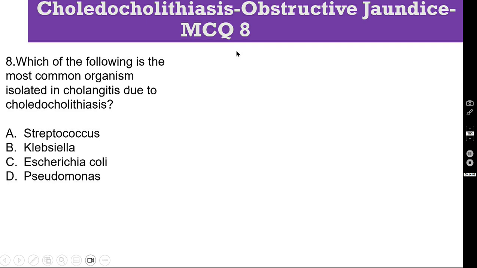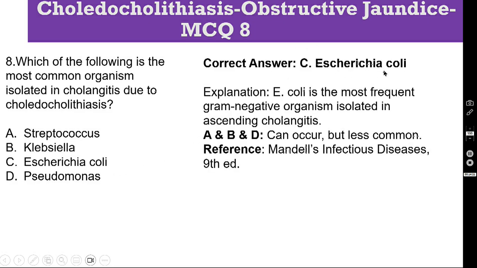Coming to MCQ 8, which of the following is the most common organism isolated in cholangitis due to choledocholithiasis? A. Streptococcus. B. Klebsiella. C. Escherichia coli or E. coli. D. Pseudomonas. Of course, the correct answer is C. E. coli. Explanation: E. coli is the most frequent gram-negative organism isolated in ascending cholangitis. All other choices A, B, and D can occur but are less common. Reference: Mandell's infectious disease, 9th edition.